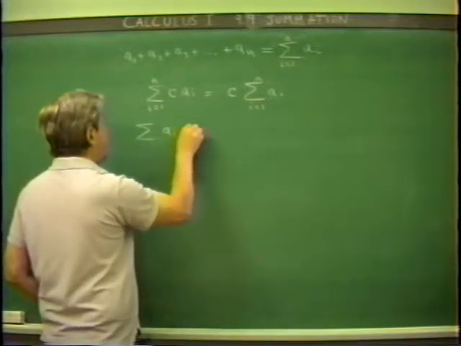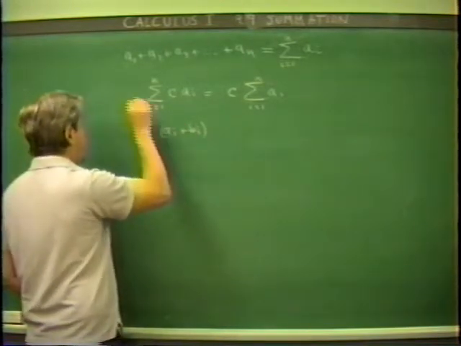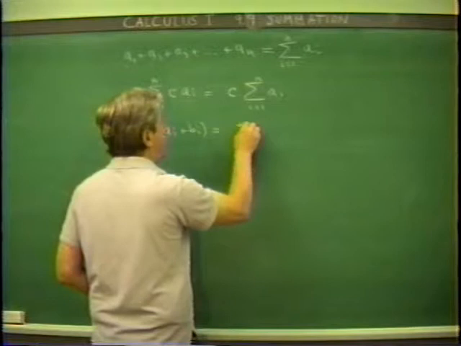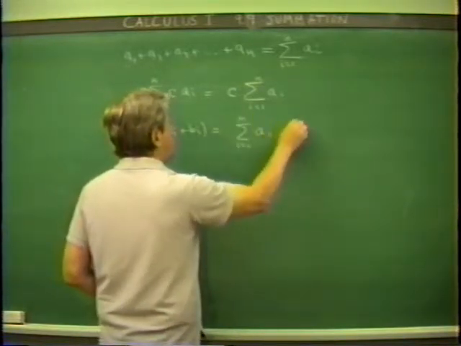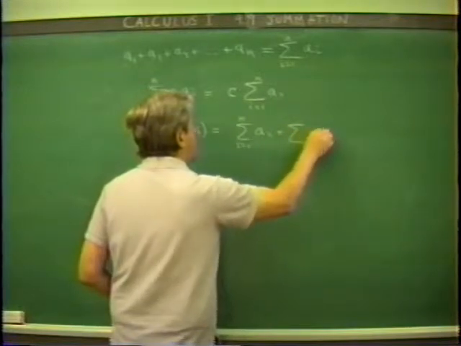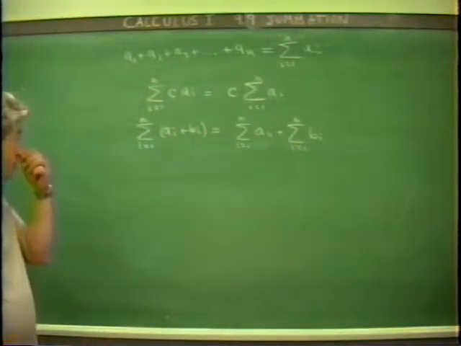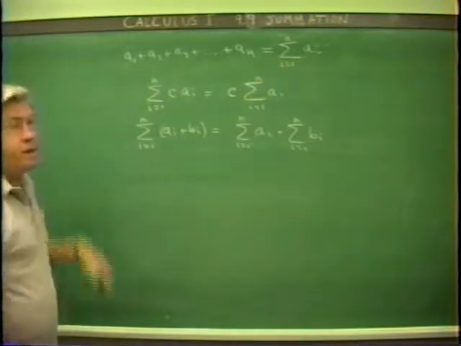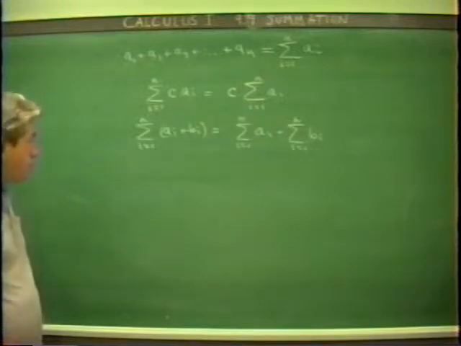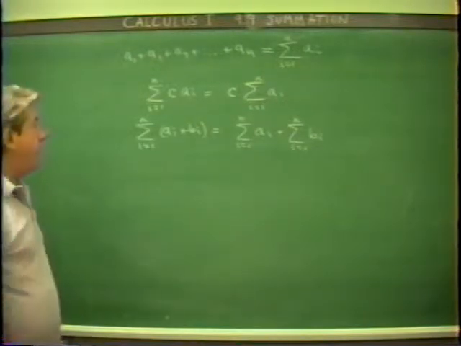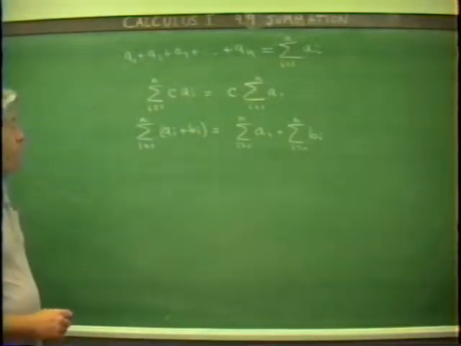The second is this. The summation of quantities ai plus bi, when i starts at 1 and goes up to n, is what you get if you added up the ai first, the sum of the ai, plus the sum of the bi. These are really the two basic algebra rules for summation notation. There aren't really any others.